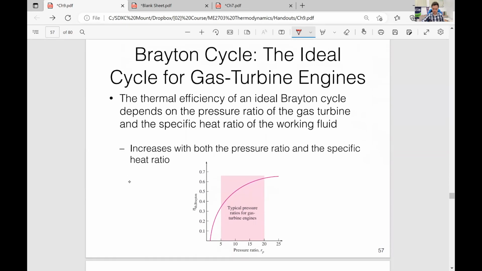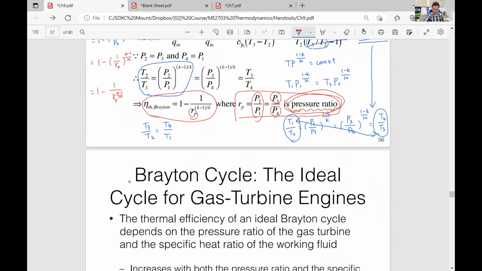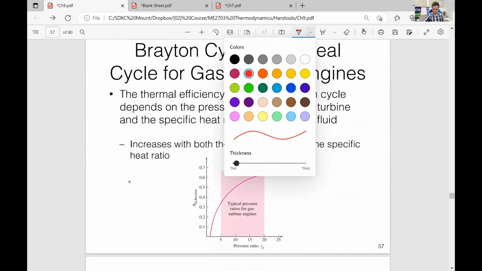So the thermal efficiency of a Brayton cycle depends on the pressure ratio and, of course, the specific heat ratio. So look at this.